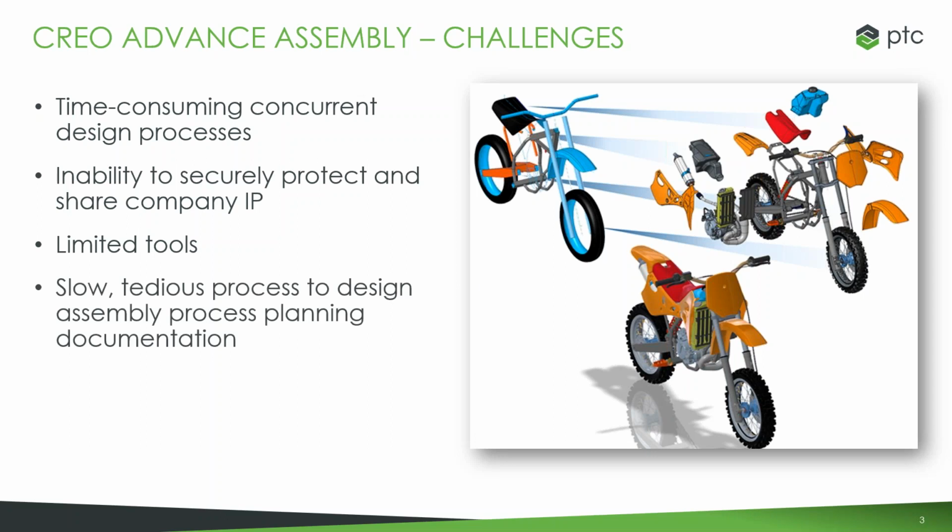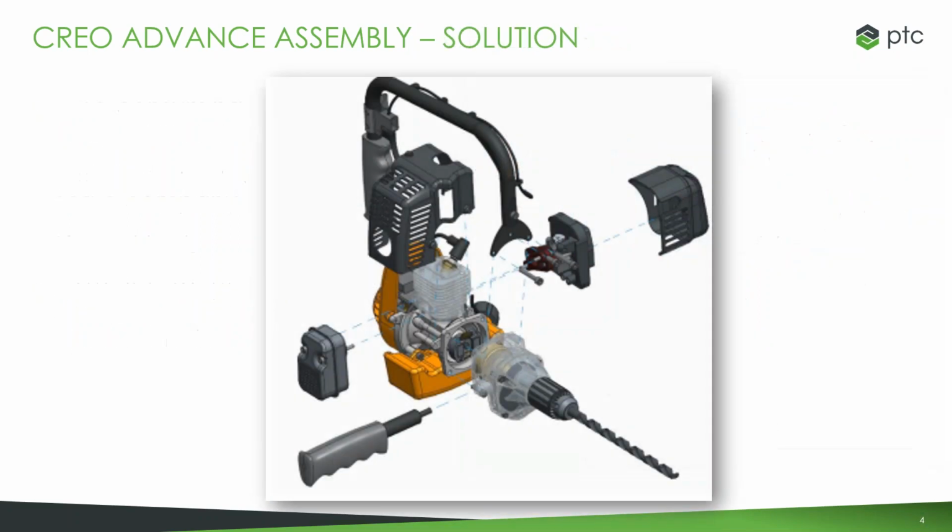We also see that there's a slow, tedious process to design assembly process planning documentation. This can be a really complex process, trying to communicate requirements and integrate data from design partners or whoever it is that you're working with, to send on to the people who need it. So these are the challenges that are addressed by our solution, which is the Creo Advanced Assembly Extension, which provides the tools that speed assembly design and streamline the flow of information from design to manufacturing.